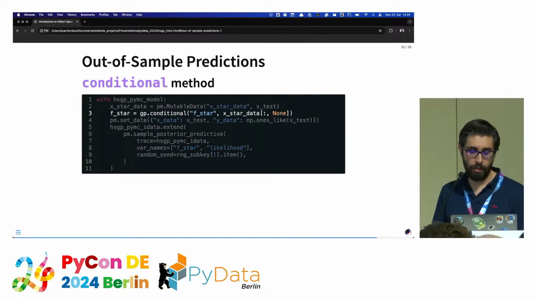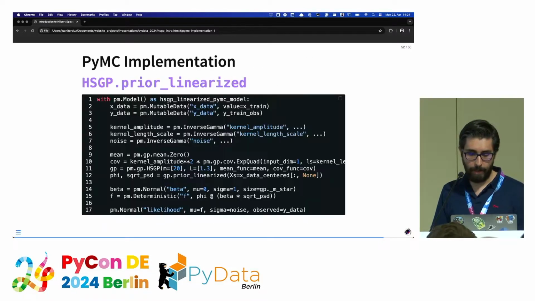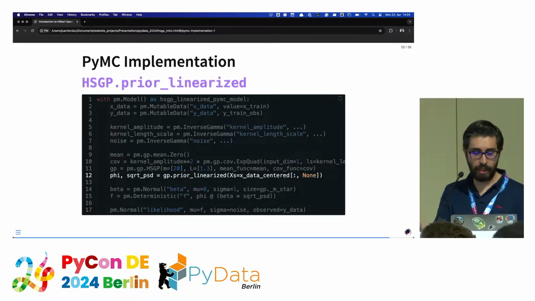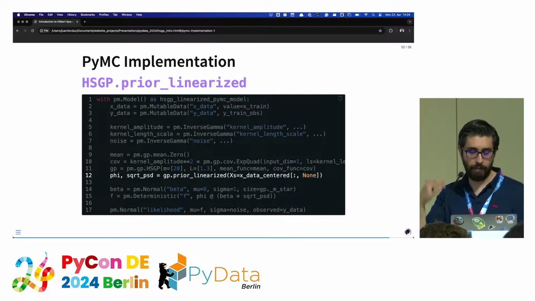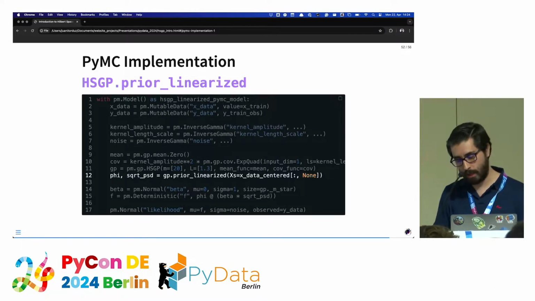And I can use the conditional method. I have to do the same thing, and I get exactly the same results. So you can take this for granted. PyMC gives you a way of actually getting the spectral density yourself and the eigenvalues and eigenfunctions of the Laplacian. If you want to do something funky, it's also supported. So please check it out. Again, I do both implementations in the notebook.